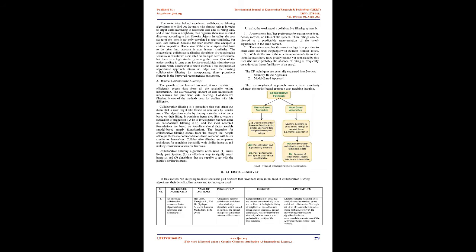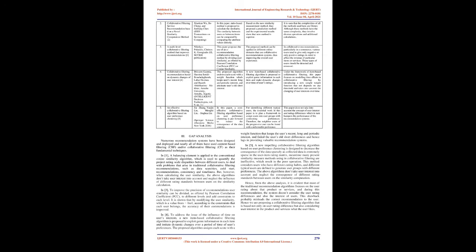2. Xiaoqan Wu, Bo Cheng, and Junliang Chen, IEEE Transactions on Services Computing. In this paper, a ratio-based method is proposed to calculate the similarity. The similarity between users or between items can be computed by comparing the attribute values directly. Based on the new similarity measurement method, they proposed a prediction method and the experimental results show that the new method is superior. It is seen that the complexities of all the methods used here are O(mn). Although these methods have the same complexity, they involve diverse operations and additional calculations.